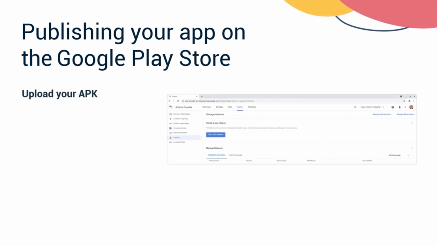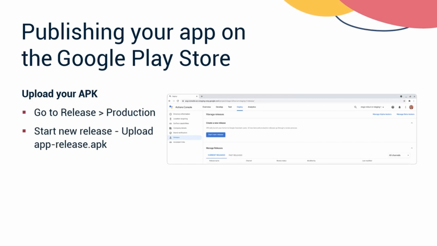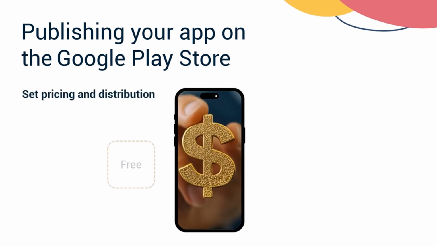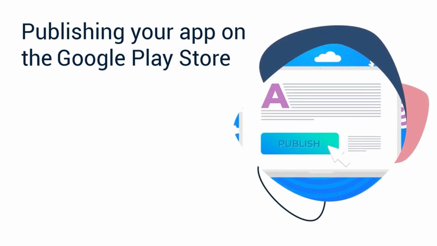In the Google Play Console, go to the Release section and select Production. Click Start, New Release, and upload the app-release.apk file that you generated. Follow the prompts to provide any additional information about your app. Decide whether your app will be free or paid. Once everything is correct, click the Publish button to submit your app to the Google Play Store.